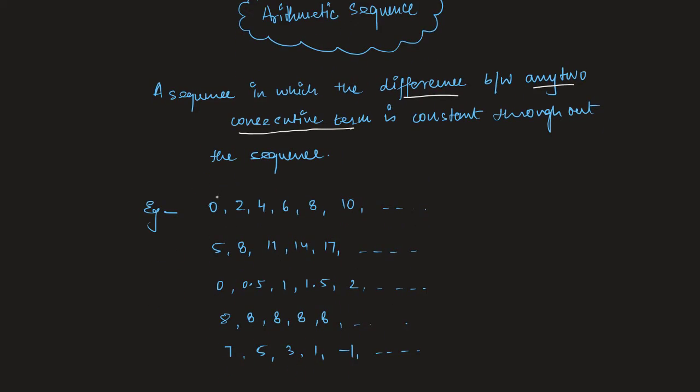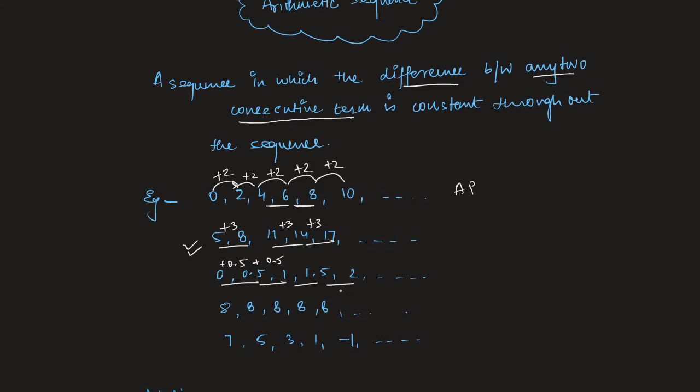For example, what is the difference over here? This is plus 2, plus 2, plus 2, plus 2, plus 2. The difference between any two consecutive terms is constant, so I can say this is an AP, arithmetic progression. Similarly over here, the difference is plus 3, plus 3, plus 3, so this is also an AP. Over here the difference is 0.5, meaning plus 0.5, plus 0.5, and this is constant throughout the series, so this is also an AP.